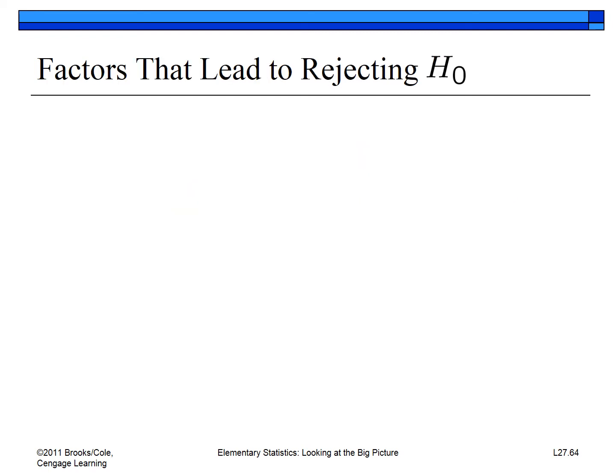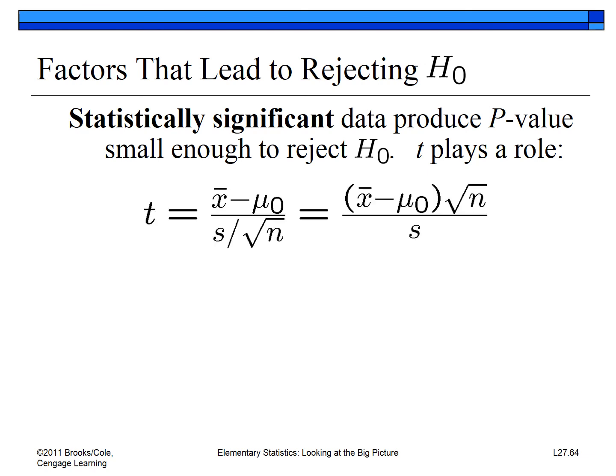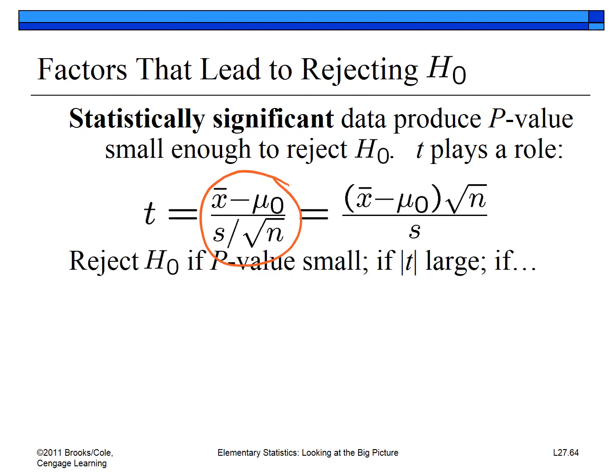So now let's take a look at some factors that lead us to reject the null hypothesis. What things will increase the likelihood that the null will be rejected? Well, remember, the more extreme t is, the more likely we are to reject the null. T is computed in this way, this formula over here on the left, but after we do a little bit of algebra, it simplifies to that formula on the right. So what can make t big?